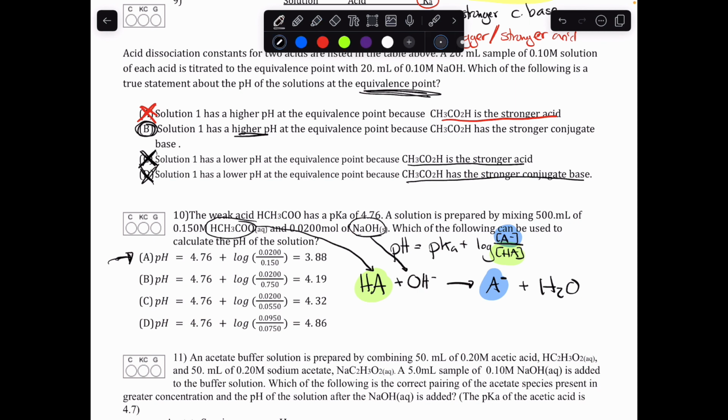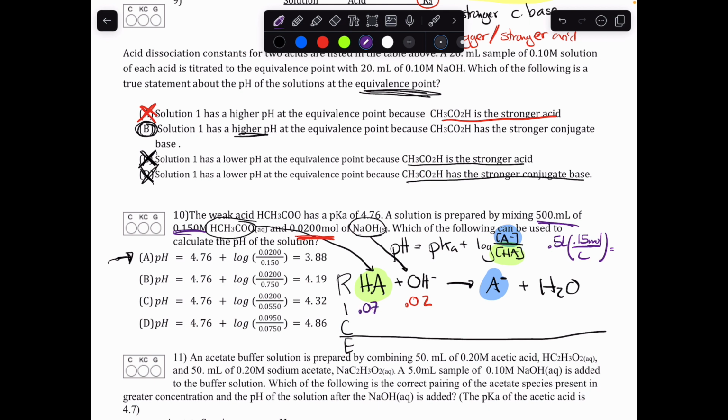All right, so we have to do a RICE chart to see how much we start with and how much gets made. So the problem tells me here that we have that many moles of base, so that's easy, 0.02. For the acid side, they give us the volume and the molarity, but it has to be in moles to use the RICE chart here. So we got to do a little side step of 0.5 liters times 0.15 mole per liter. So that ends up giving us 0.075. So that came from here.